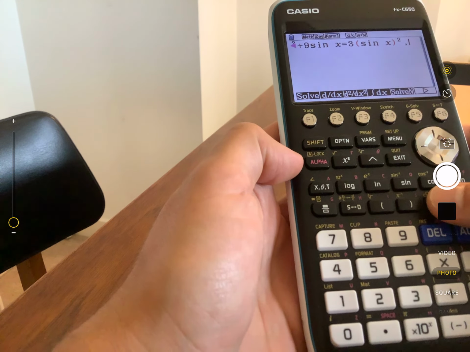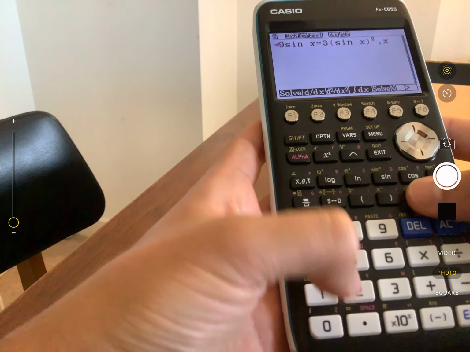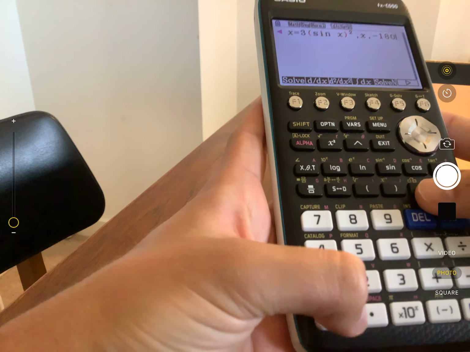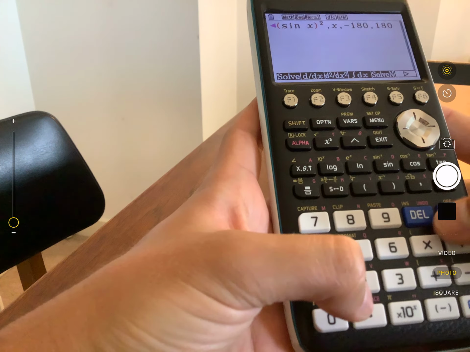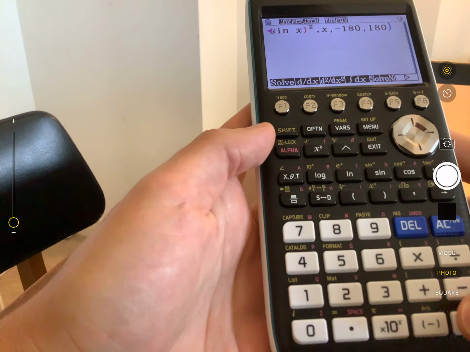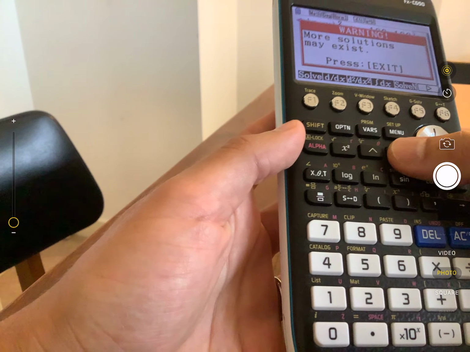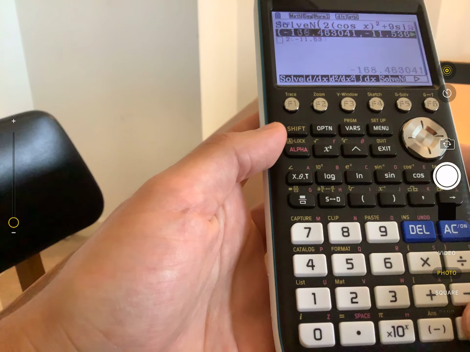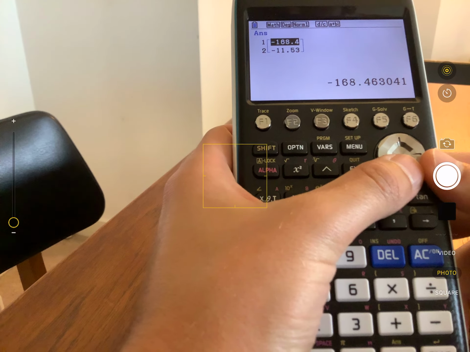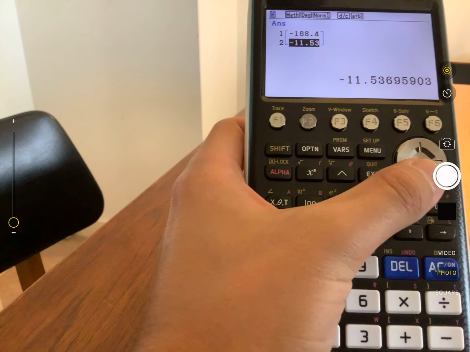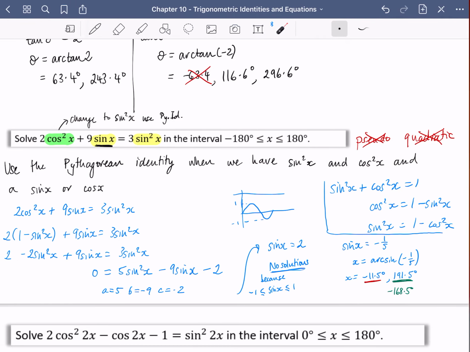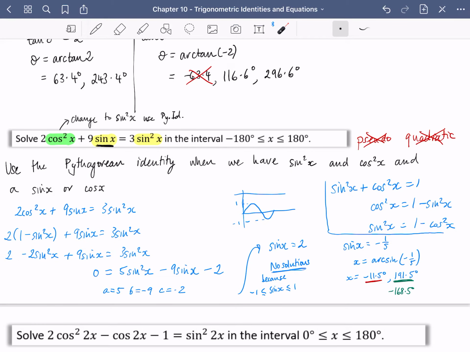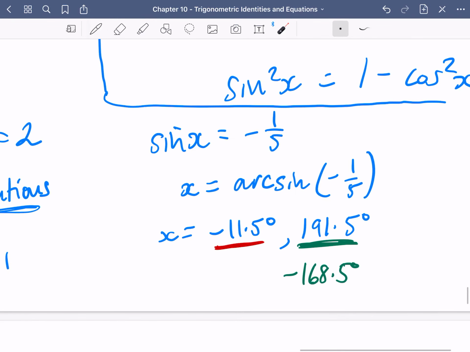Then I'm going to do comma. The variable is x, and I want it to be between minus 180 and 180. Close off the brackets and press equals. And we have got, I prefer to see them as a list, minus 168.4 and 11.53. Now, why is it that we don't have the 191.5? Oh, of course we don't have the 191.5. Silly me. When I said this one earlier, this is why it's good to use the calculator. This is not a solution.